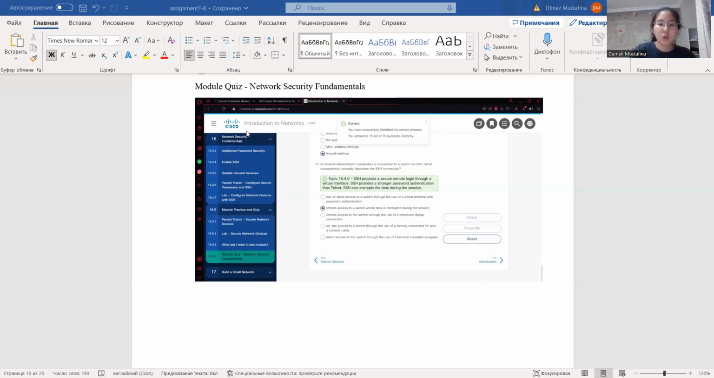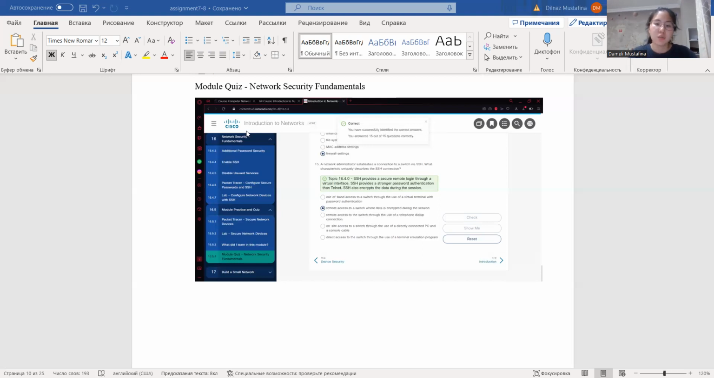Physical threats fall into four classes. Access attacks encompass password attacks, trust exploitation, port redirection, and man in the middle attacks. Denial of service attacks involve DoS, denial of service, and DDoS, distributed denial of service attacks.